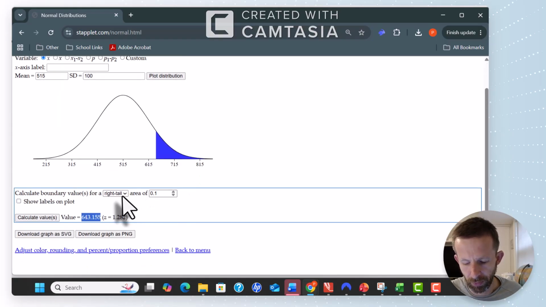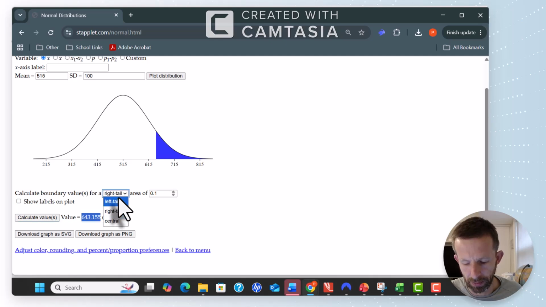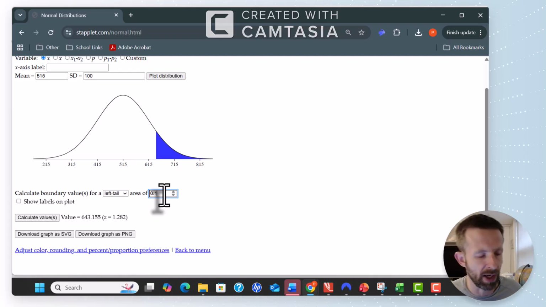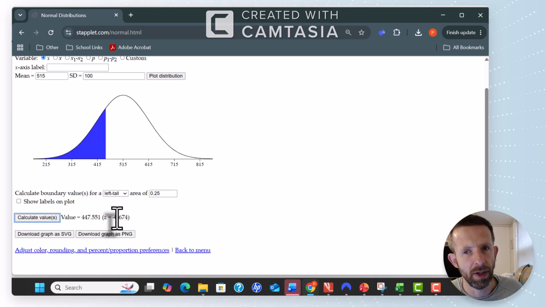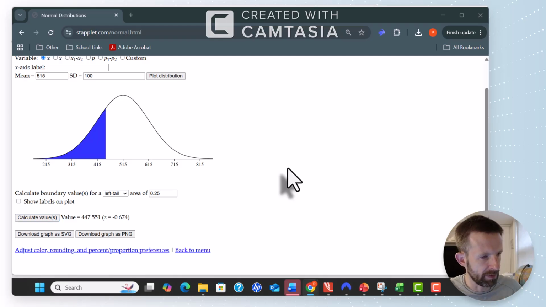What about someone in the bottom quartile, so in the bottom 25%? So 0.25 would give the calculated value. All right, so this area, the blue area over here, is the bottom 25%. Anyone to the left of 447.55, so 447 or lower, is in the bottom 25%. Anyone to the right of 447.55, so 448 or higher, would be in the top 75%. So that's how we navigate these.